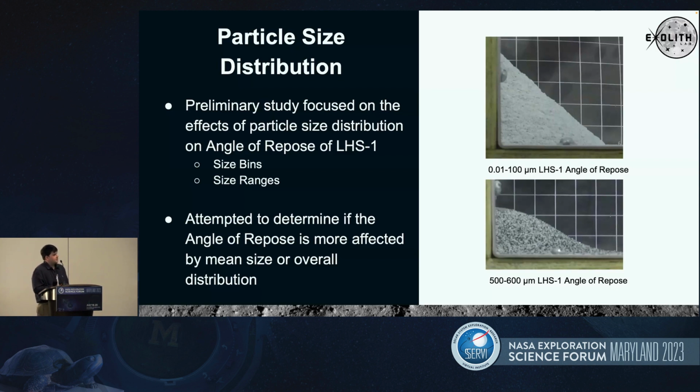You can see on the right some images of the different slopes. So, you can see where it maxes out at 100 microns, it's a pretty steep slope, whereas 500 to 600 microns is very, very much less steep.